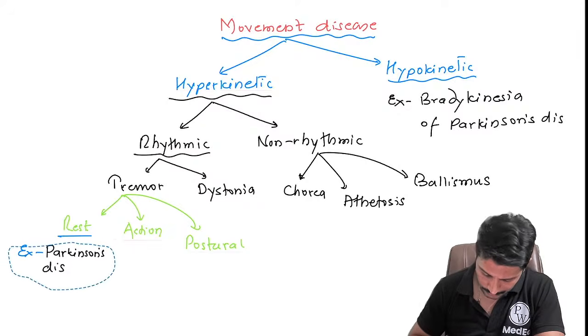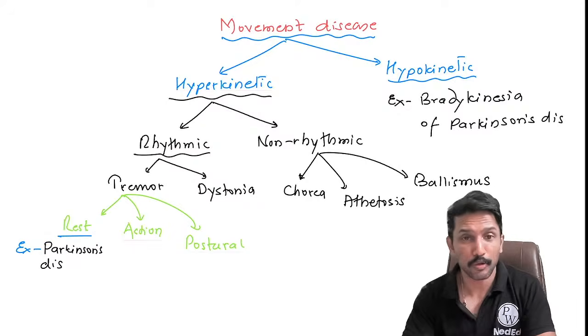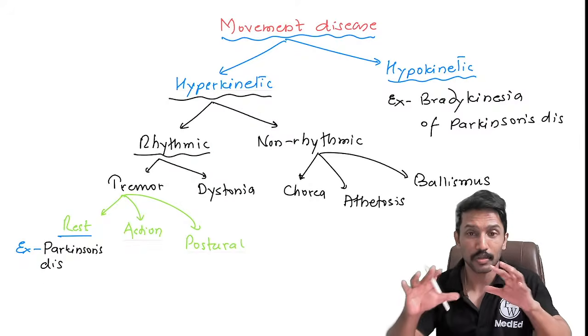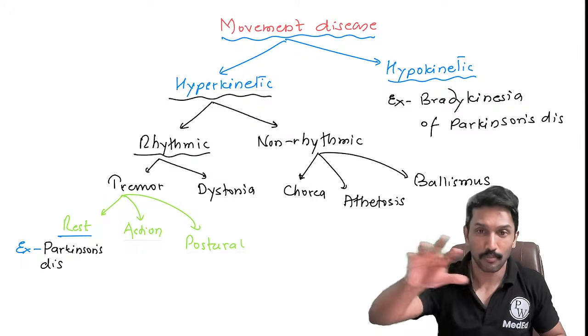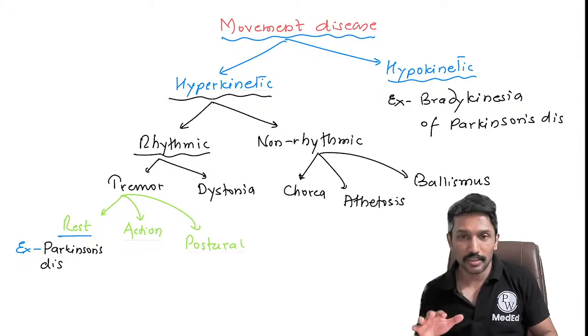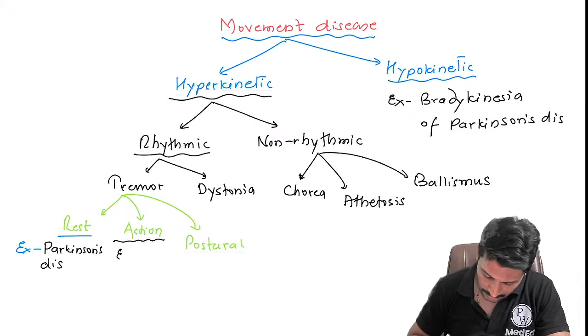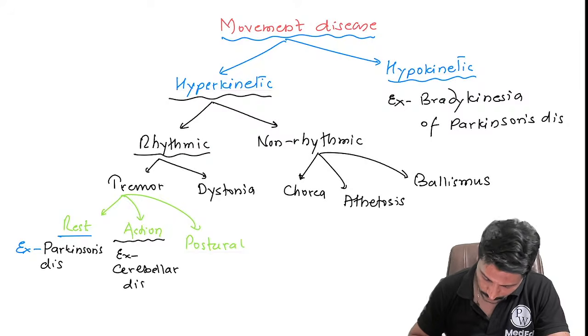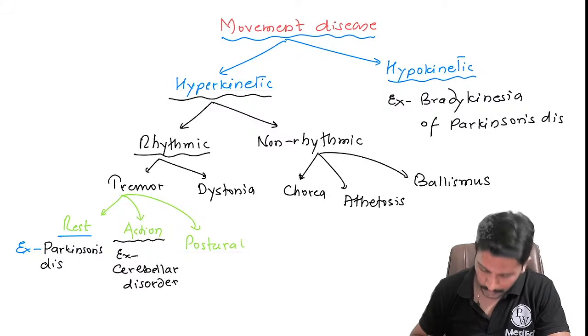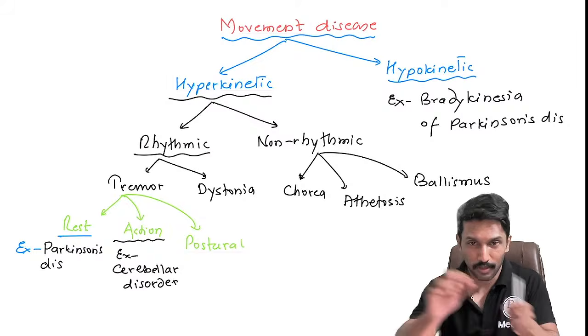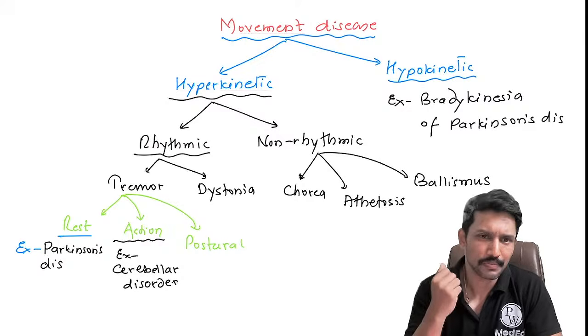On the other hand, if you ask me to give an example for an action tremor, where the tremor appears on voluntary action, when the limb is moved, the tremor appears. At rest, it may not be there. The first thing that comes to my mind as an example here is the cerebellar disorders. So when the cerebellum gets damaged, for whatever reason, even alcohol, when you're intoxicated, you start developing shaky hands, right? That's because of this action tremor.